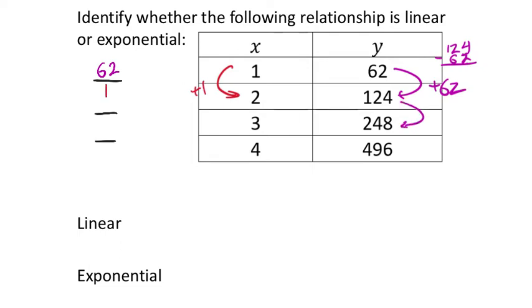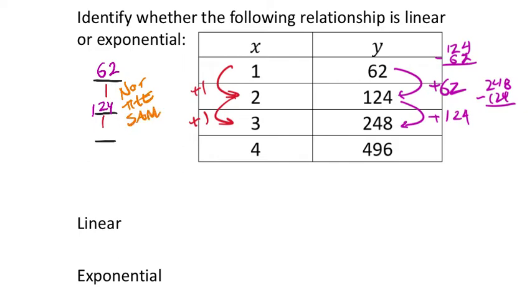All right, good. The next one, I see from 124 to 248, so I'd say 248 minus 124. And I see it goes up another 124. So my ratio there is 124, but my x changes by 1. So once again, I see these ratios are not the same. Which means right now I know they're not linear. So you can pretty much cross out linear there, okay?